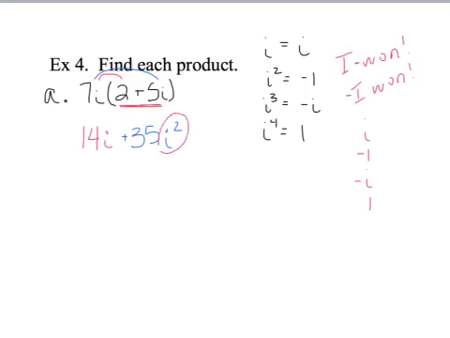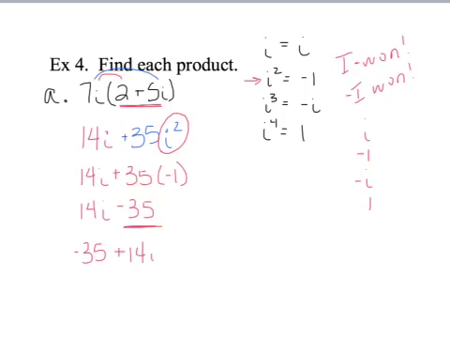We have an i squared. Well, i squared is really negative 1. So what we're going to do is replace i squared with negative 1. So instead of 35 times i squared, it's going to become 35 times negative 1. This is going to change our final answer to 14i minus 35. Now it's very common to write your real part first, so I'm going to put negative 35 plus 14i. So I have my real part first, my imaginary part second. And there's my answer.